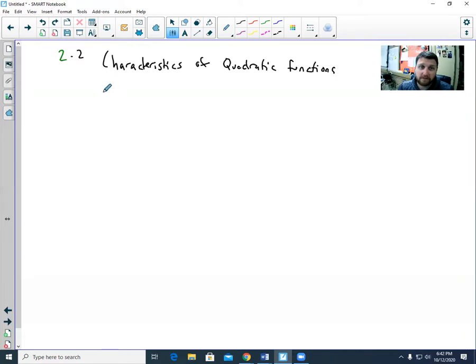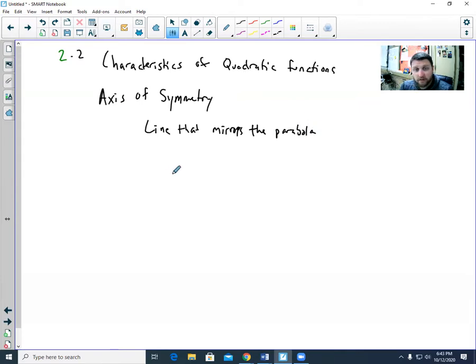For all 3 of those types of functions, it's very important that we understand the axis of symmetry. So you all know what a line of symmetry is from geometry. A line of symmetry is the line that mirrors the parabola. Now, an important thing that you need to know is that the axis of symmetry goes through the vertex. So the axis of symmetry goes through the vertex, okay?